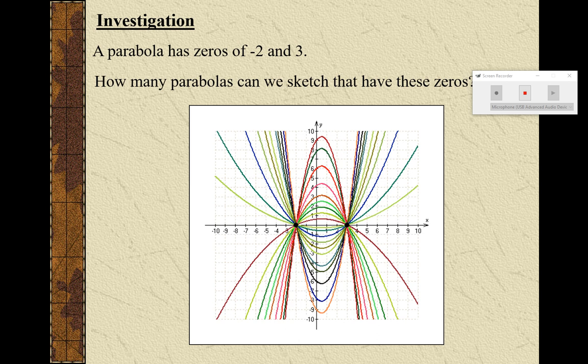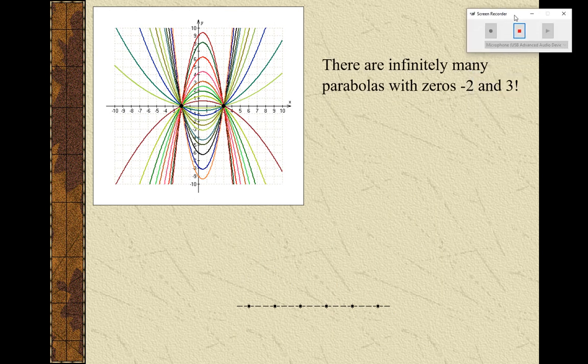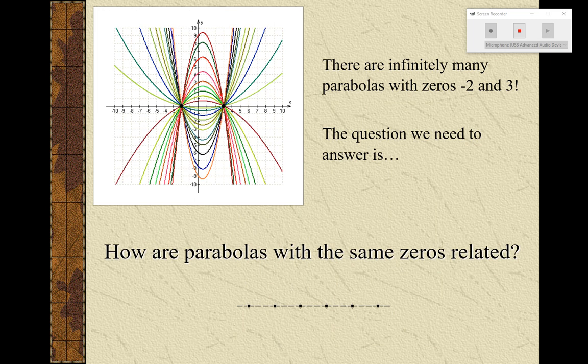On the next page it gives you a whole whack of them. So there's infinitely many parabolas with zeros of -2 and 3. You'll never run out of parabolas to draw there. The question we need to answer is, how are the parabolas with the same zeros related?